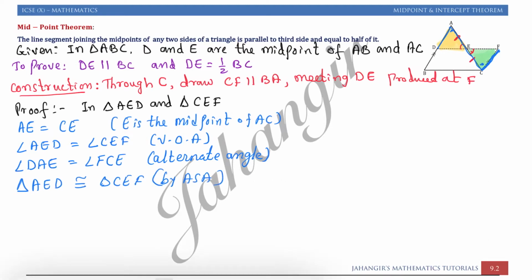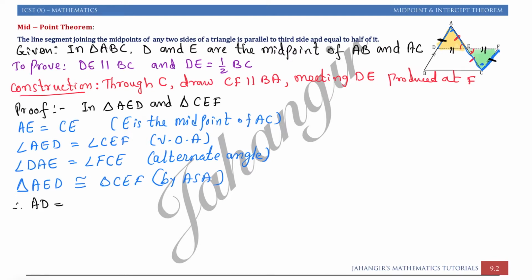Once the triangles are congruent, I can say their remaining elements are equal. In the remaining elements, this side is equal to this side and this side is equal to this side, as you can see on the diagram. So therefore we can write AD. You have learned in congruency that when triangles are congruent, the corresponding parts of the congruent triangles will also become equal.